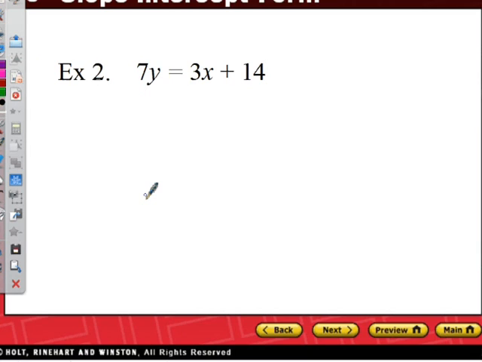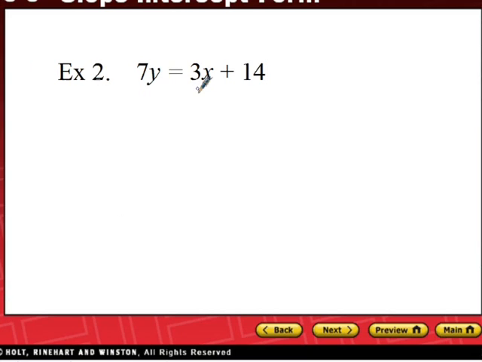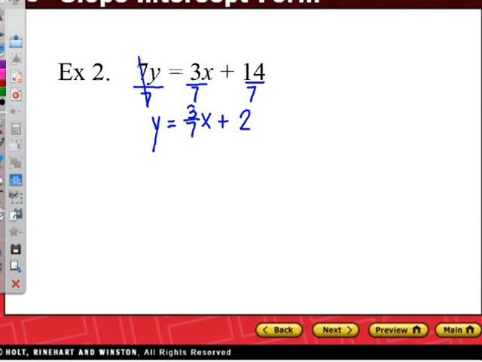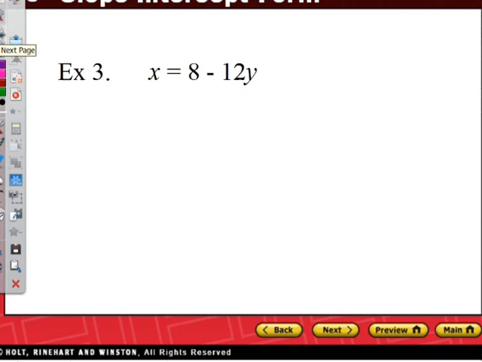Otherwise, here we go. Now this one's nice. X and y are already on opposite sides. The constant's already with the x's, so all we have to do is divide every term by y's coefficient. And we get y equals 3/7 x plus 2. That's it. That's the answer. You could graph it from there. These go fast, so we're going to do a couple of them. Okay? And we'll do more even in class. Don't worry. You need a lot of practice at this.